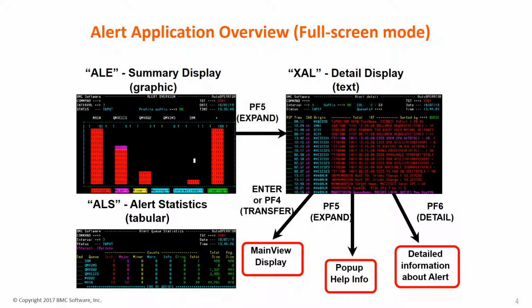It's also possible to view the alerts in a tabular view, where we break them out by queues, and then within those queues we'll show you the number of alerts outstanding of each severity type.